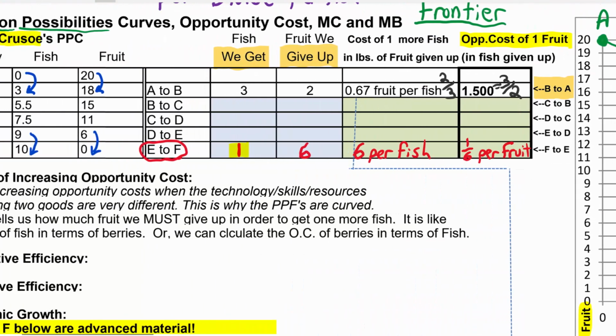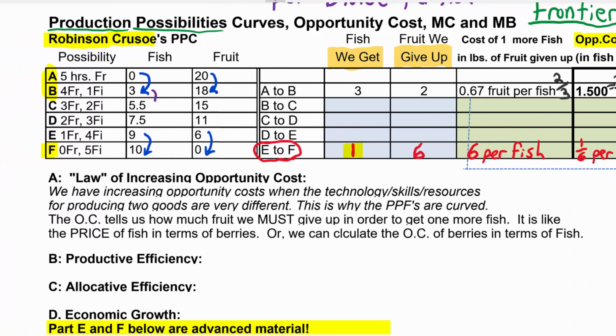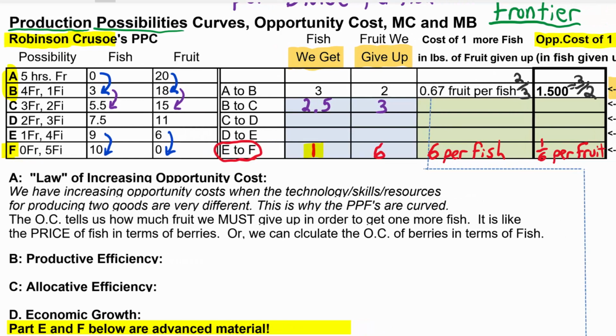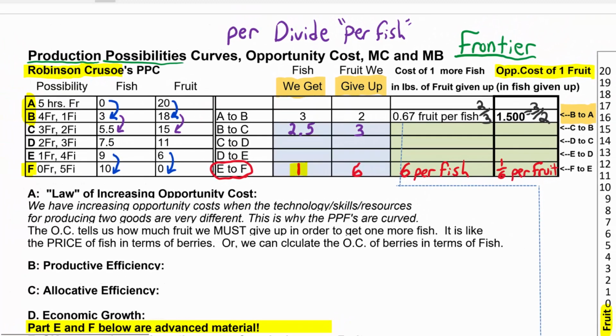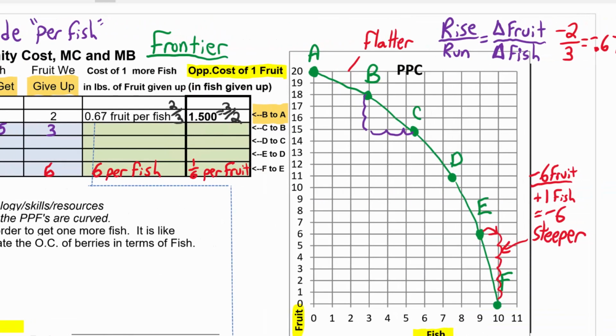We can also see that by looking at the table. Getting 2.5 fish, we're losing 3 fruit. So if we just write those numbers down in the table here, the slope is the opportunity cost of each additional fish. Why? Because the slope tells us rise over run, and when we want per fish, we want to divide by fish, and the run is already the change in fish, right?